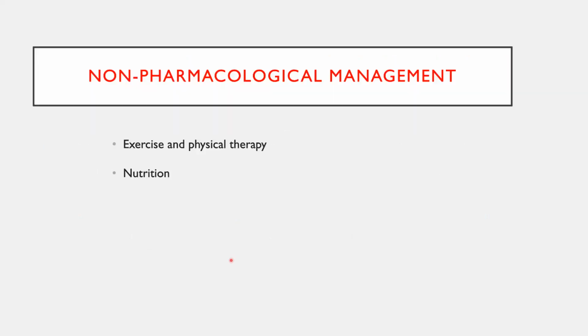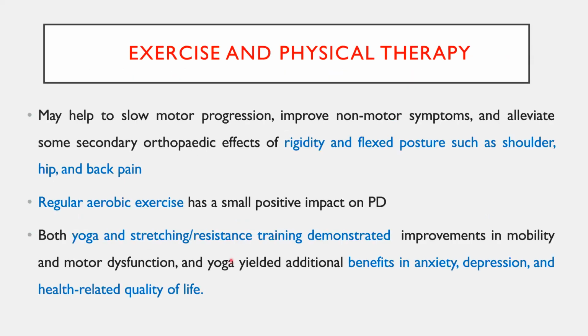So physical therapy and nutrition are also important. Next slide. In physical therapy, we can advise exercises for rigidity and flexed posture, and better would be regular aerobic exercises. Yoga and stretching exercises will help decrease the rigidity and improve posture, and will help you in the management of anxiety and depression.